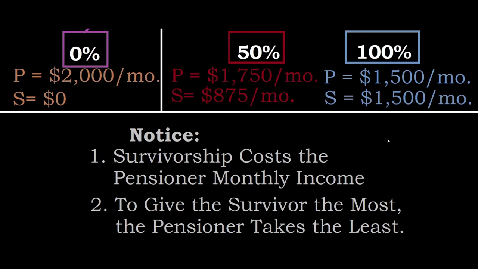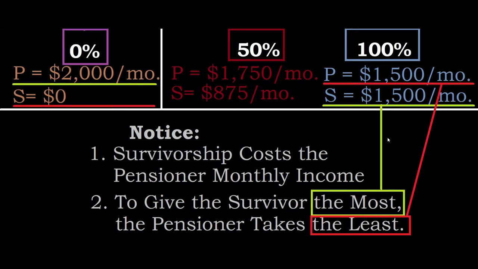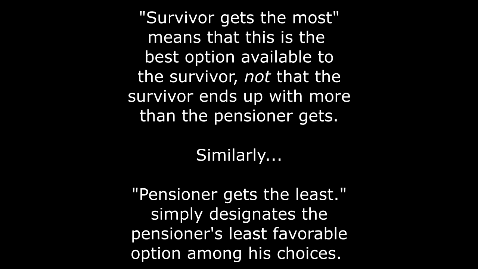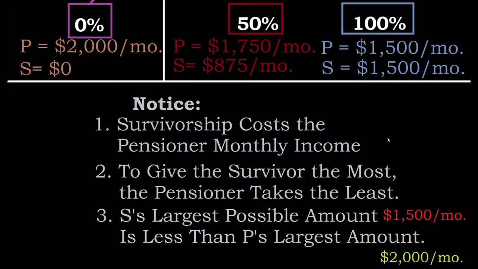Number two, sticking to the supplied options, maximizing the payout for the pensioner means minimizing the benefit for the survivor and vice versa. On the 100% survivorship option, the pensioner gets the least, the survivor gets the most, and on the 0% option, the pensioner gets the most and the survivor gets the least. Number three, on this example, using these numbers, the most money the survivor can possibly get is $1,500 a month.